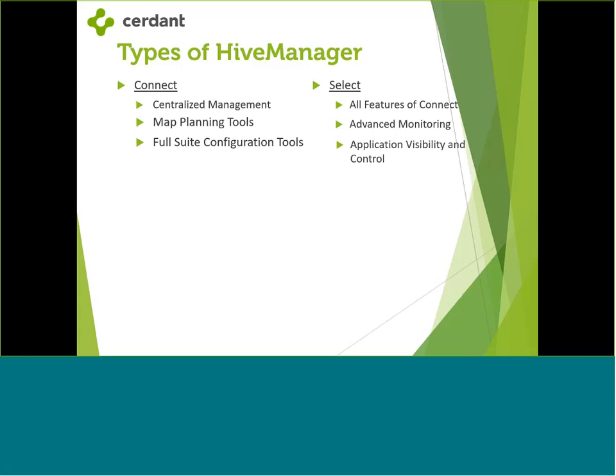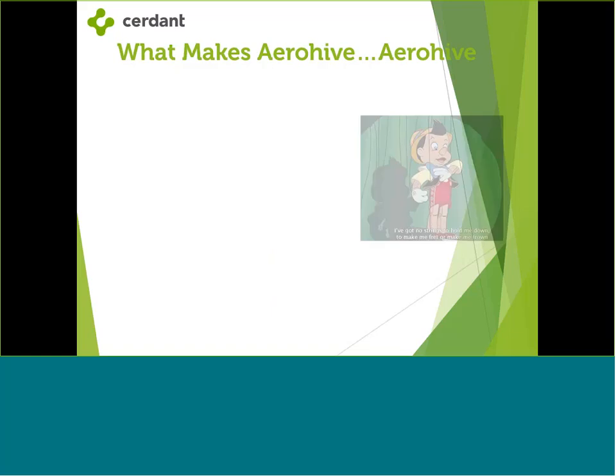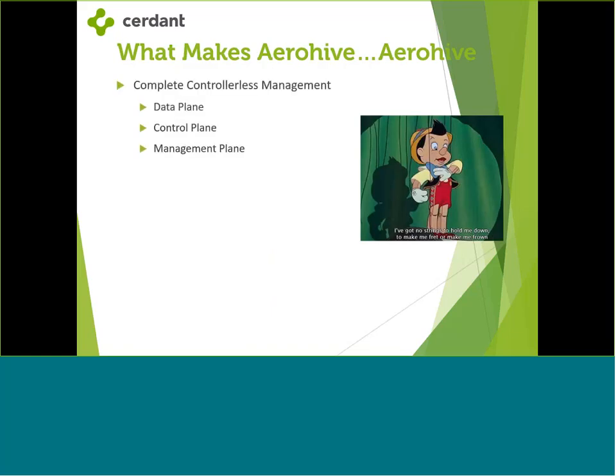So what makes Aerohive Aerohive? The first is it is a complete controllerless management solution. Okay, it is without a controller. It's all in the cloud, and it does that through what Aerohive calls a cooperative control architecture, and it consists of these three planes. The first being data. Now, the data plane is all about your wireless clients. It's how they gain network access. It's how they form associations with the access point, and it basically is how they are getting their policies and they're getting control.